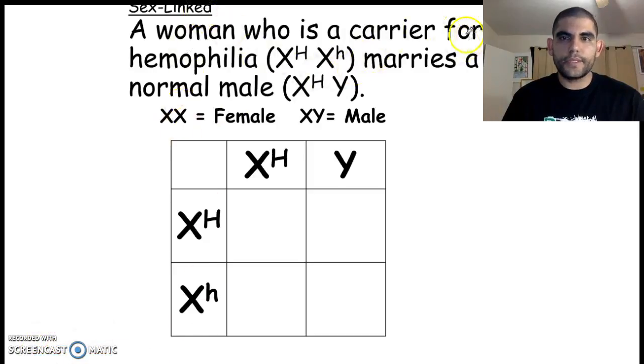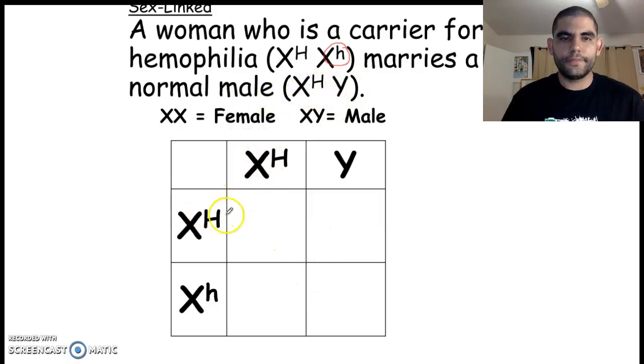It says a woman who is a carrier for hemophilia. So if she's a carrier, that means that she has that small h right there. Marries a normal male. So the male has the normal X with the dominant allele for hemophilia, and the Y, which in this case has nothing to do with hemophilia, just a Y chromosome. Well, what are the chances of the kids having hemophilia?